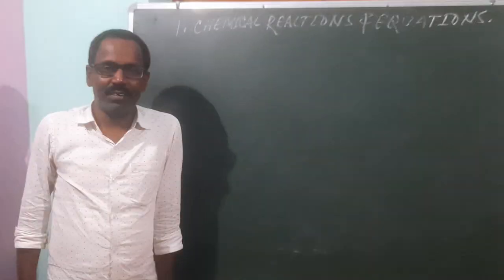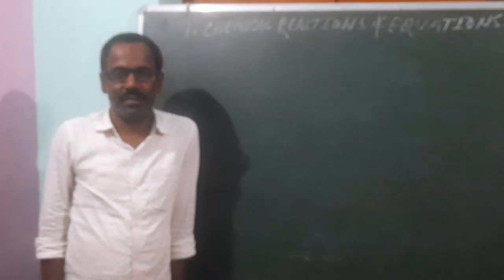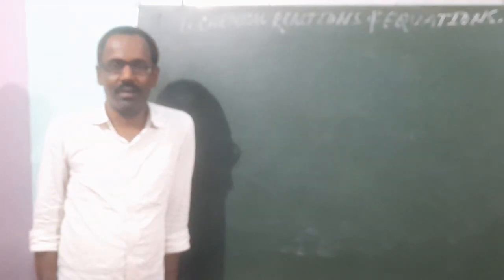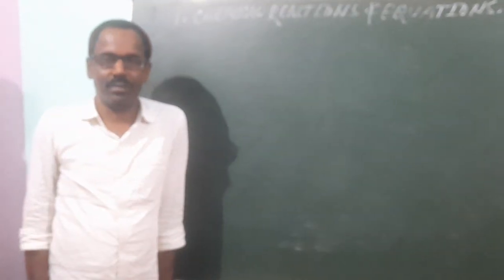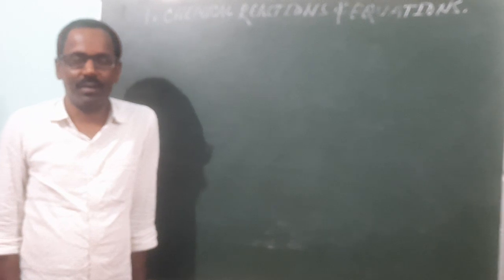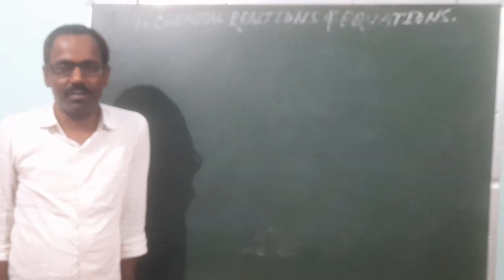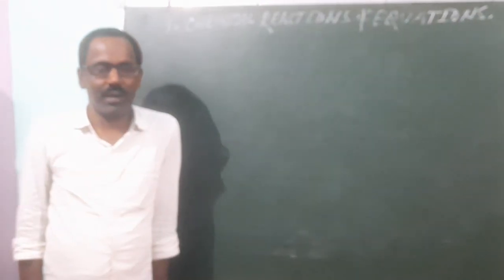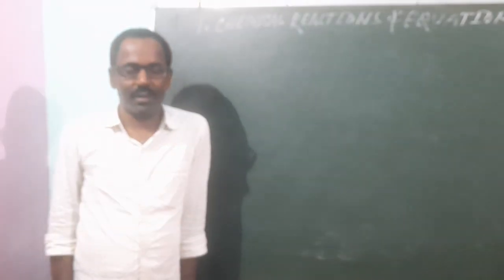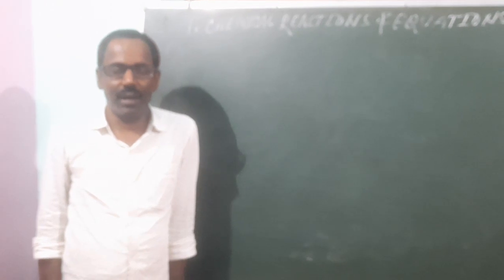Let us know what chemistry is. Chemistry is a branch of natural science in which we study the property, construction and structure of a substance. In this chapter, we get an idea about chemical reactions and equations.